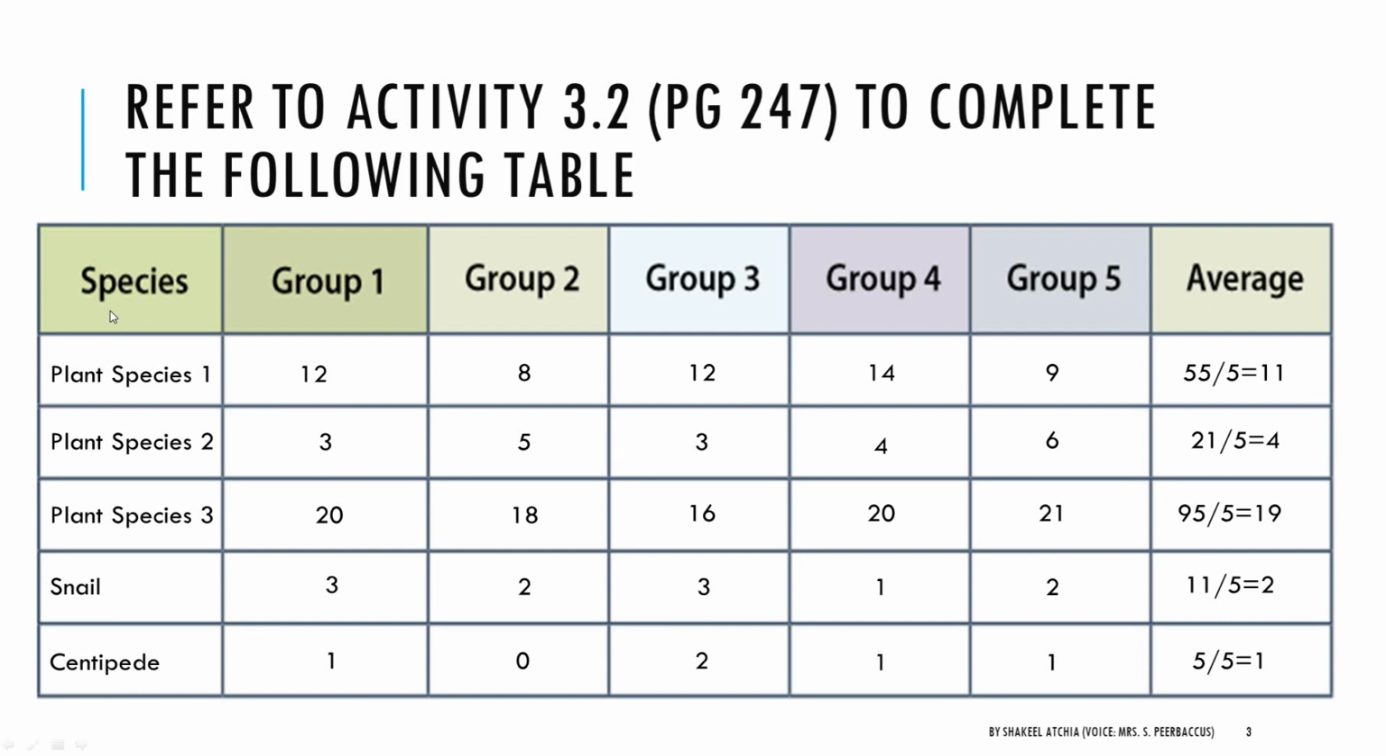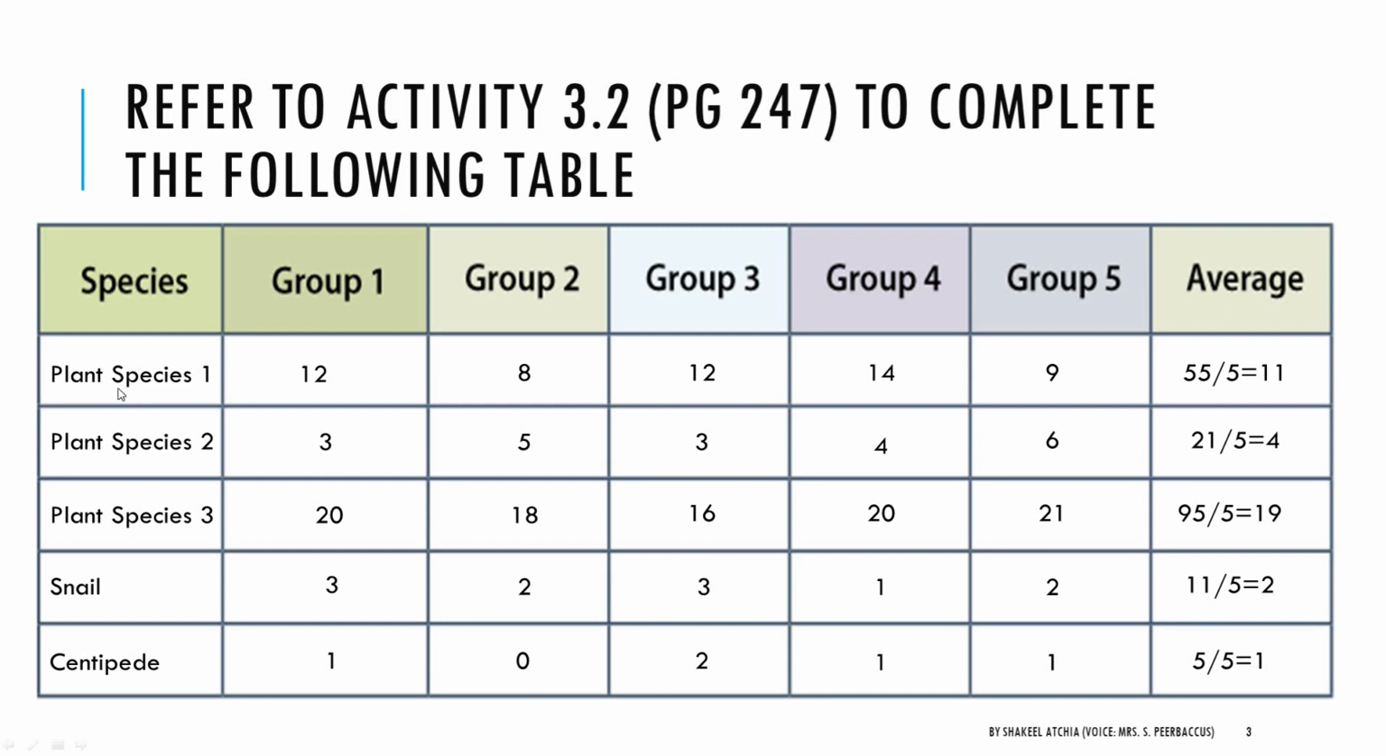As you can see in the table, there is a column for species and 5 other columns for the 5 different groups of students to record their observations. Let us say that in the quadrats, the students observed the following species, that is plant species 1, plant species 2, plant species 3, and slow-moving animals such as snails and centipedes. The different groups counted the different species in their respective quadrats.